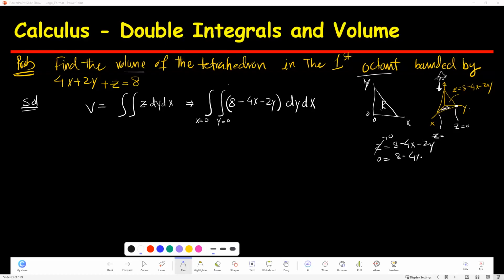So 0 equals 8 minus 4x minus 2y. I need to find the value of y in terms of x. So 8 minus 4x equals 2y with a minus sign. No, I think I'm going to take it to the other side, so it's plus 2y. Leave the y here. It's going to be 4 minus 2x equals y.